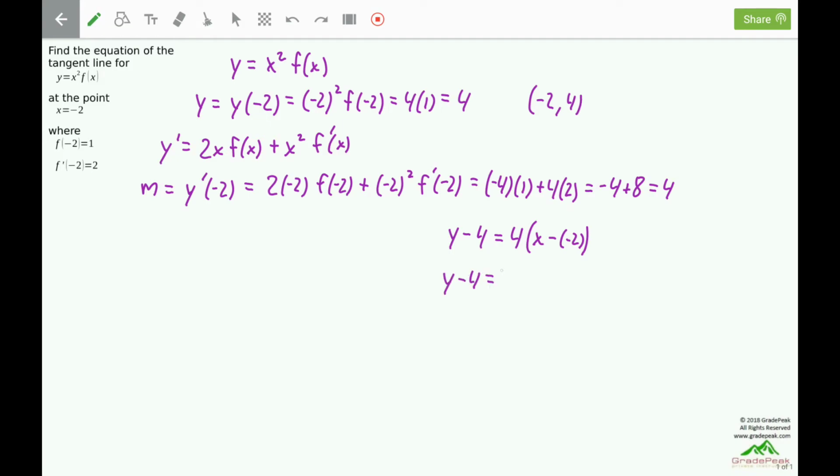I'm going to distribute the 4, but before I do that, let's rewrite minus a negative as a plus. Now we can distribute the 4 to become 4x plus 8. And now let's add 4 to both sides. And we get y equals 4x plus 12 to be the equation of the tangent line for that function at that point.